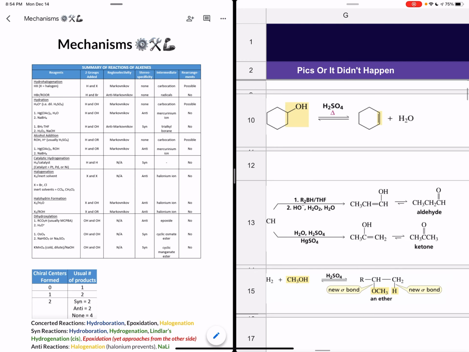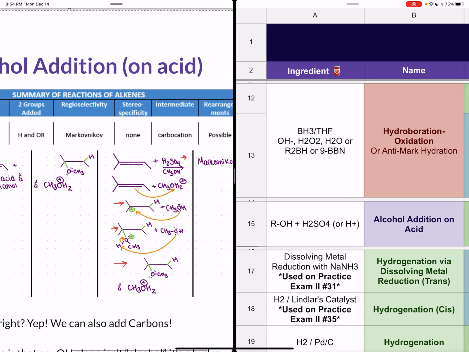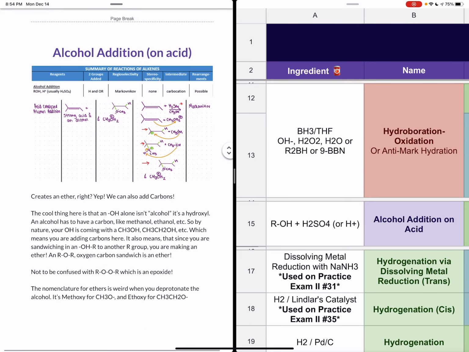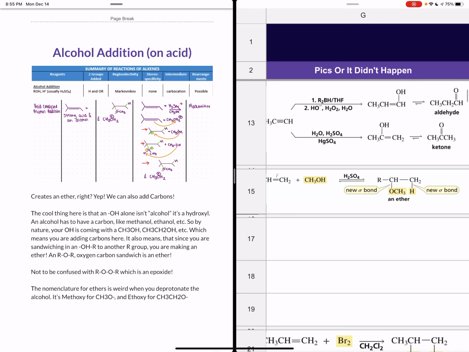All right, now we have alcohol addition on acid. I feel like we don't see this one very often, but we just need to remember that that creates an ether. So if you add a methanol, you are adding a carbon. If you add an ethanol, you'd add 2 carbons. No stereospecificity here. There is a carbocation intermediate, and it is Markovnikov. We can add carbons here, ether. So this is what this would look like.